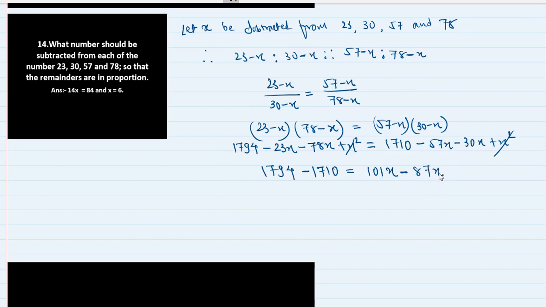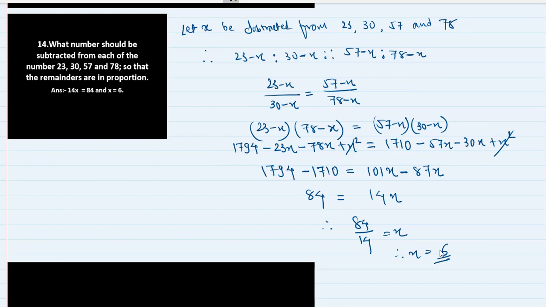Okay, so on the left hand side 1794 minus 1710 will be 84 is equal to, on the right hand side, 101 minus 87 will be 14x. Therefore 84 divided by 14, which is x, and therefore x is equal to 6.